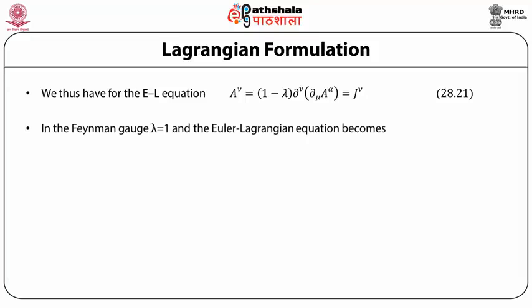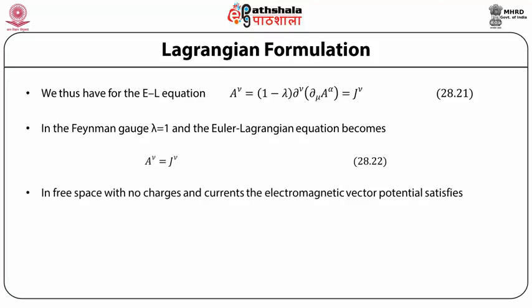In the Feynman gauge, λ is equal to 1, and the Euler-Lagrange equation becomes the d'Alembertian of A^ν equals J^ν. In free space, with no charges and currents, the electromagnetic vector potential satisfies the d'Alembertian of A^μ equals 0, which is the equation of a massless vector field.